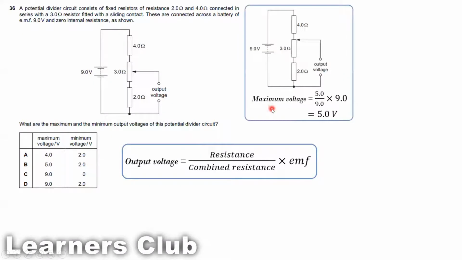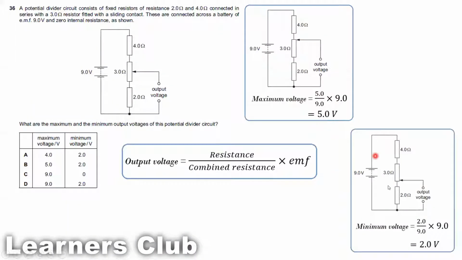Let's see how to find the maximum voltage. To get the maximum voltage, your slider should be in this position, which means it should be at the top of the 3 ohm resistor. So the resistance corresponding to this output is the 3 ohm resistor as well as the 2 ohm resistor. So the resistance is equal to 5 ohm divided by the combined resistance. That means we have to sum up the 3 resistors' resistance: 2 plus 3 plus 4, which is 9, times the EMF of the battery, that is 9. So you get the maximum voltage as 5.0 volt.